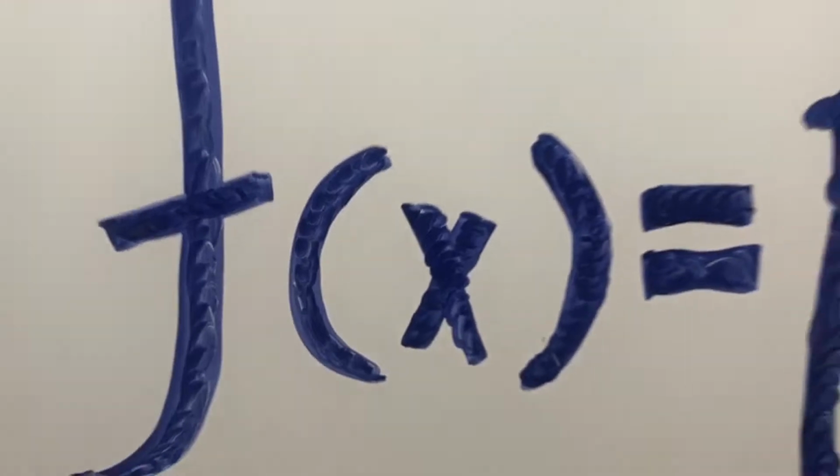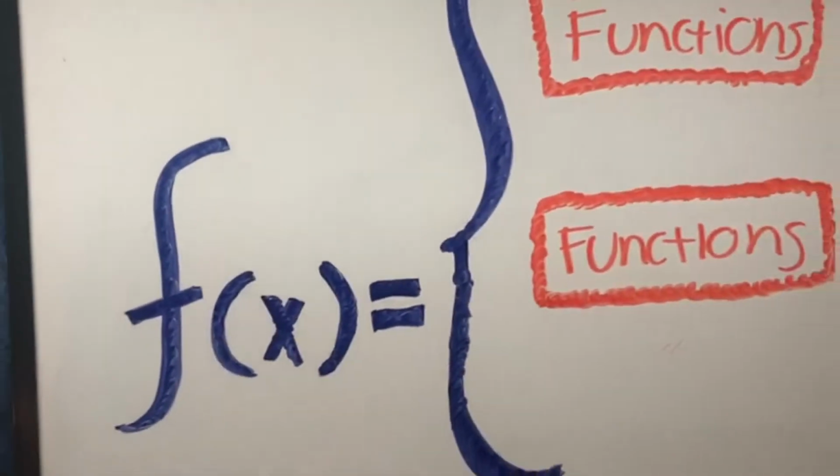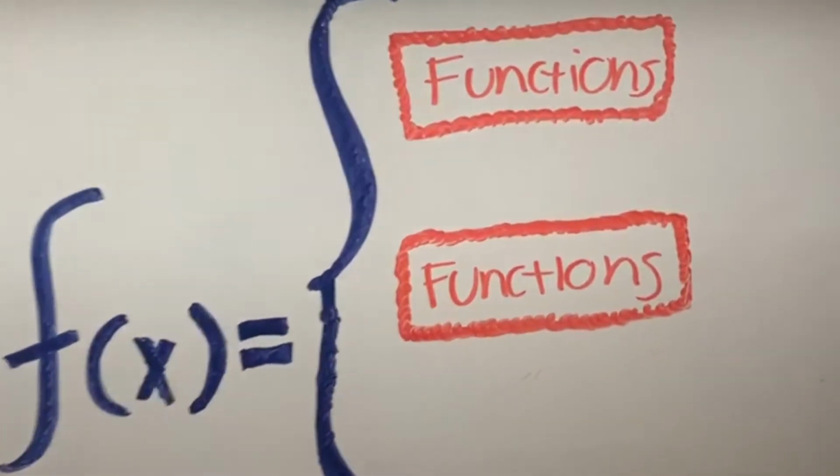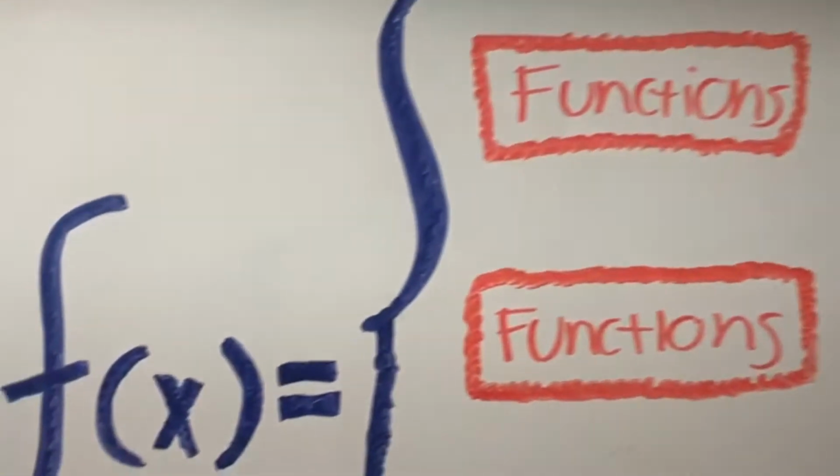I'll show you next. So basically the format you must follow is very easy. It's f of x or y equals, you open a bracket and you put inside all the equations you want to add on the piecewise function.